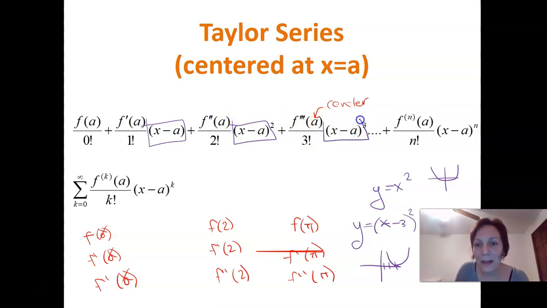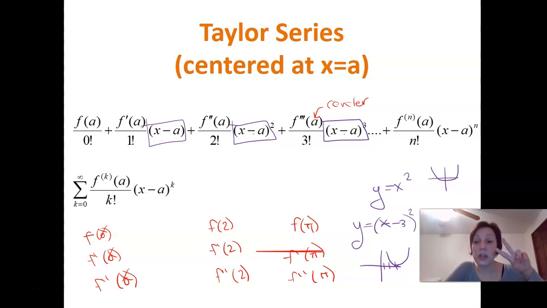Notice, all of your powers of x are no longer just powers of x. They're powers of x minus your center. So if you're centered at 3, all of these quantities are going to be (x minus 3). All that's going to do is take your original polynomial and shift it over 3. If you want to center at -2, then all of those are going to be (x plus 2), because that's going to shift it back 2. Remember, it's always opposite when you're doing a horizontal shift.